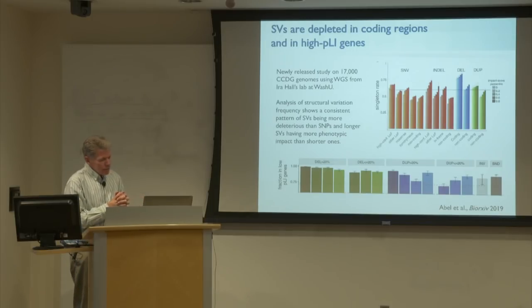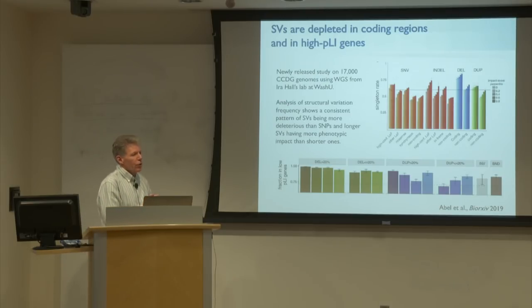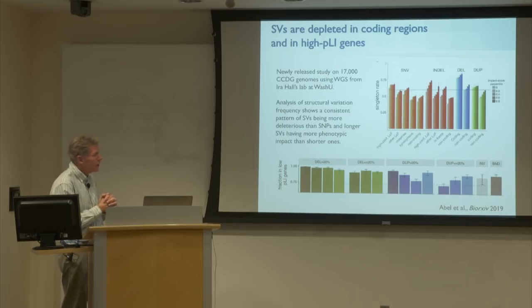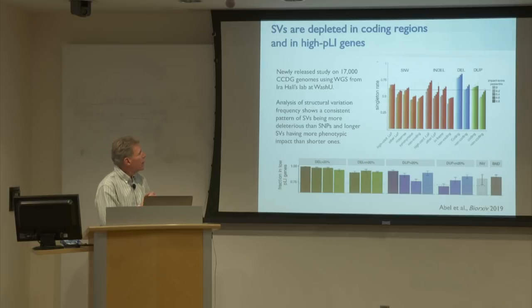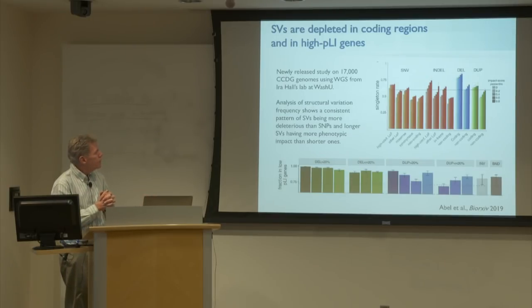And another thing that's sort of where the field is right now is beginning to look at really large cohorts, tens of thousands of people, with Illumina whole genome sequencing data and looking at least the structural variation we can analyze and ascertain in this kind of data set. There's a preprint out quite recently on bioRxiv from Ira Hall's lab where they analyzed 17,000 CCDG genomes.